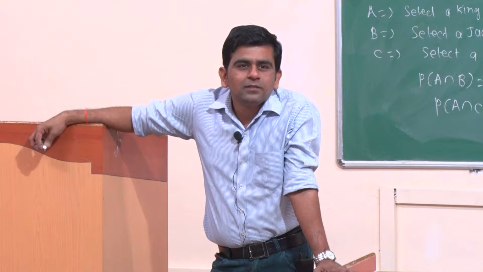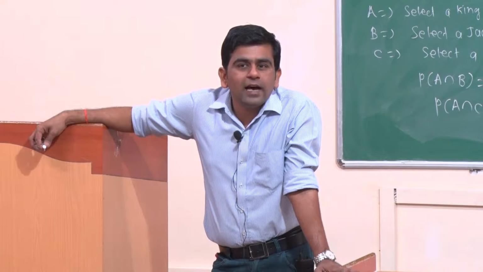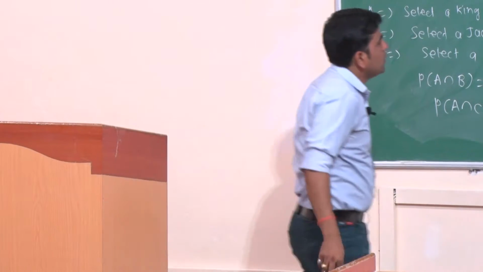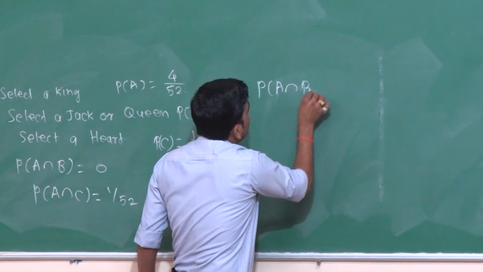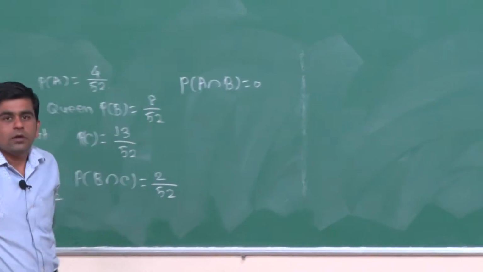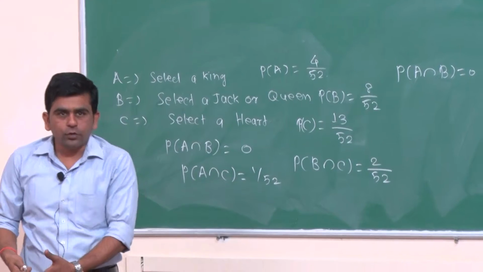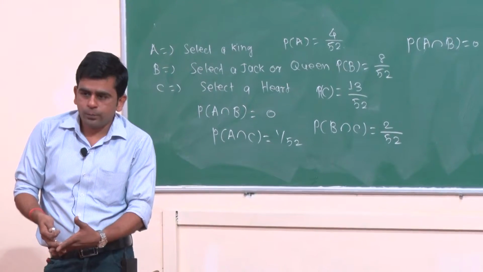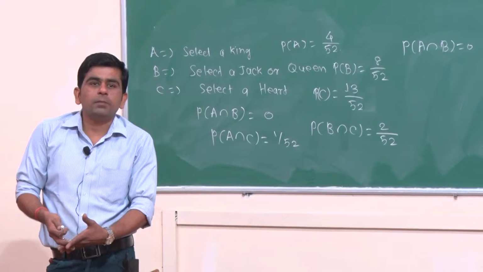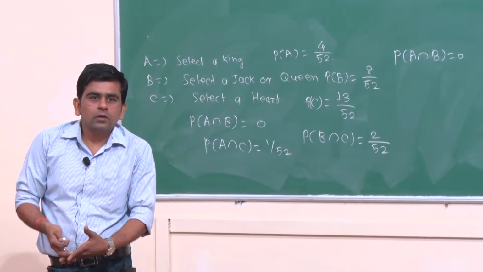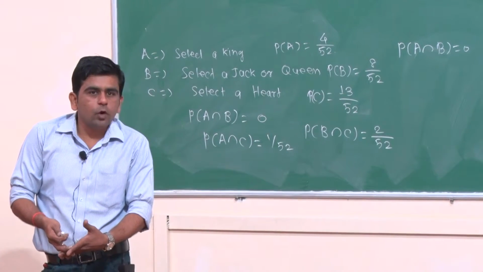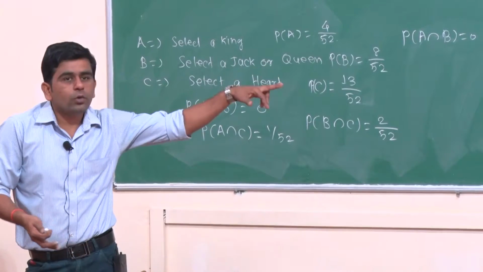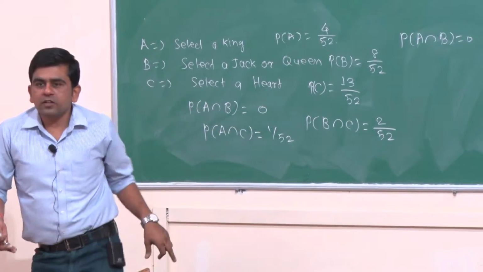Two events are statistically independent. See here, when we are having A intersection B, that is equal to 0, then we can say that they are mutually exclusive. Their intersection is totally 0. That means A and B are orthogonal to each other, or they are perpendicular to each other. There is no projection from event B to A and A to B. This is the first case.